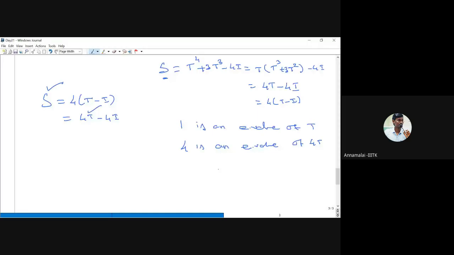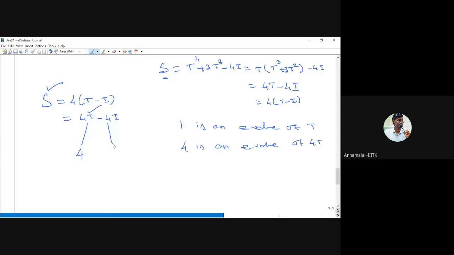Therefore, 4 is an eigenvalue of 4T. Now, we know the eigenvalues of the identity matrix are 1, 1, 1. So what are the eigenvalues of 4I? 4, 4, 4. You just have to subtract. So we take only one eigenvalue. 4T has one eigenvalue 4, and for minus 4I, one eigenvalue is minus 4. Therefore, summing these two, we get 0 as one of the eigenvalues of the linear transformation S.